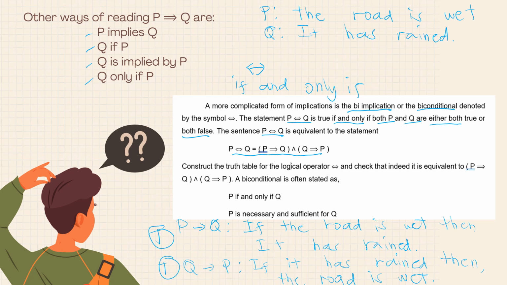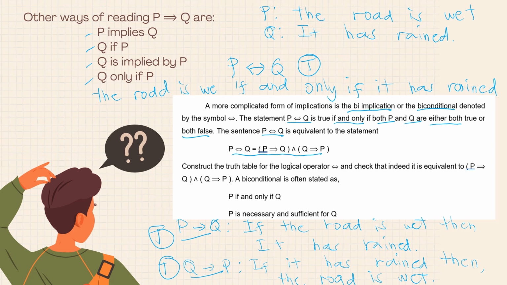So if we're going to make a biconditional, P if and only if Q, we can say the road is wet if and only if it has rained. And since both statements, this one and this one, are true, this statement is true based on the definition.